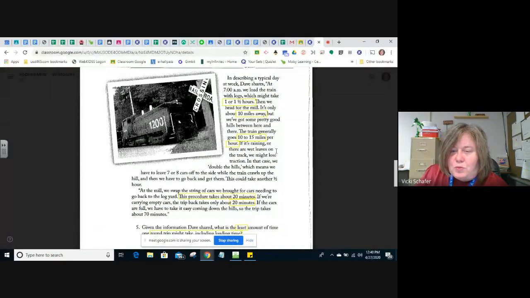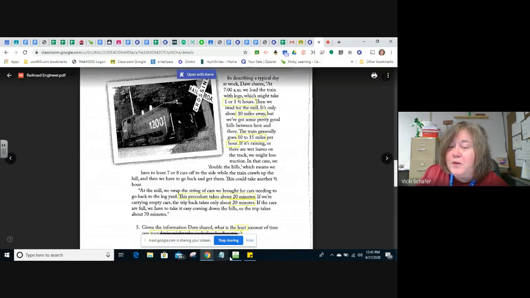Okay, so if it's raining, which is going to be a worst case scenario, or there are wet leaves on the track, they start sliding. So they double the hills, which means they have to go up and down twice. The reason that they're doing that is because they're taking cars off to the side so that they have fewer cars weighing them down. This says that that takes a half hour. That half hour only exists in the worst case scenario. So half an hour, half of 60 is 30.